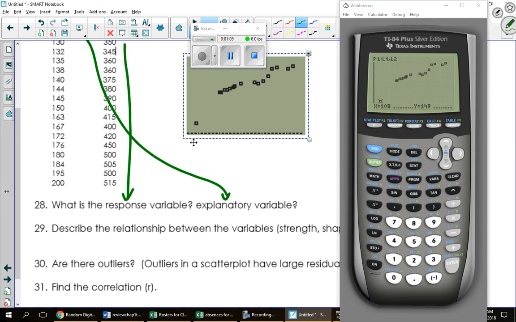Are there any outliers? Well, this point seems to be a little different than the rest. Our basic definition is an outlier is a point that lies out. This one appears to lie out.